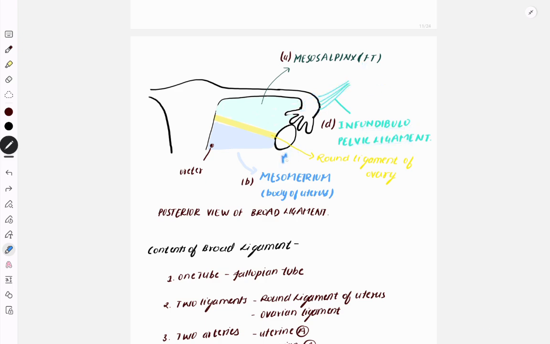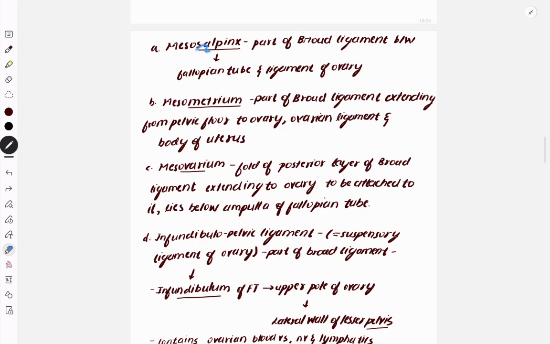The fourth part is meso-ovarium, which is not seen in this diagram because this is a posterior view of broad ligament, and the meso-ovarium will be going anteriorly. So mesosalpinx is the part of the broad ligament which basically extends. If this is a fallopian tube and if this is a round ligament of ovary, so in between the fallopian tube and the ligament of ovary, the part of broad ligament will be called as mesosalpinx.